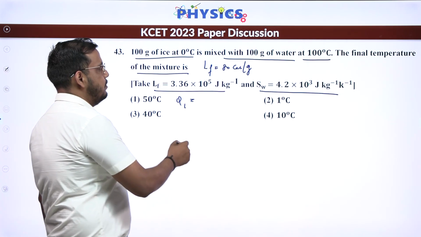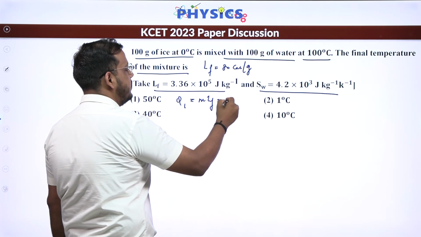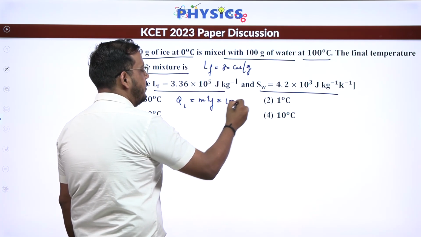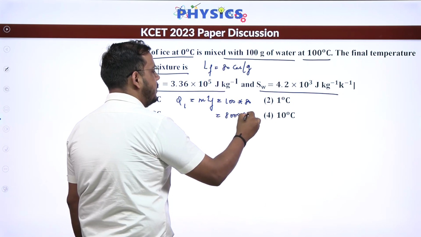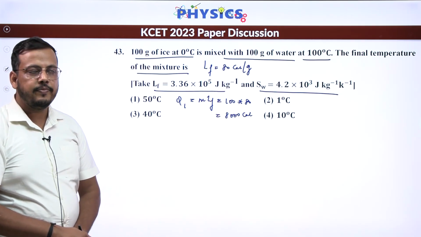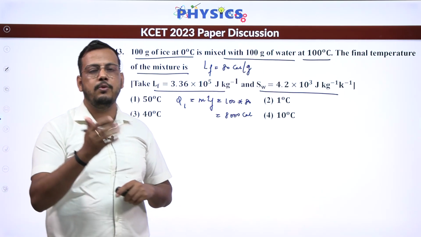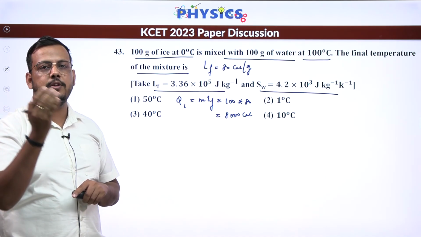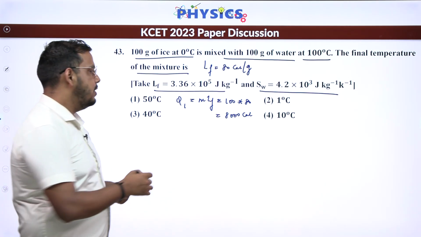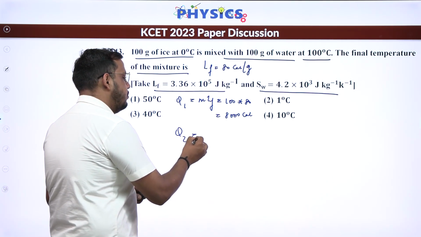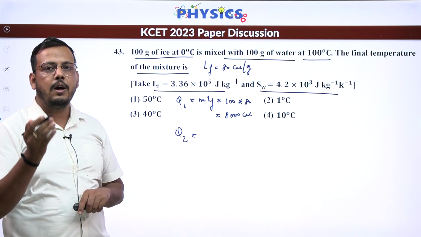So Q1 equals mass into LF. Here the mass is the mass of ice, which is 100, and latent heat of fusion is 80. So 8000 calories are required to melt the ice. Now who will give this heat? Water will give the heat. Water is at 100 degree Celsius. Let's suppose all the water moves from 100 degree Celsius to 0 degree Celsius. Then how much heat will be released by the water? That is my heat Q2, the heat released by the water if its temperature changes from 100 to 0.